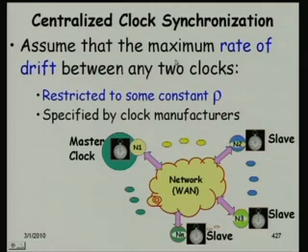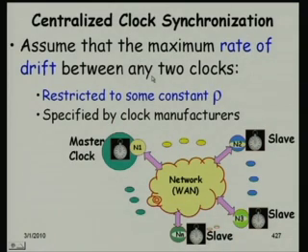Now, what the clock manufacturers actually give for these clocks is the rate of drift. It is not the maximum drift, but the rate of drift. The rate of drift is how much drift between the clocks will occur per unit time, and that is rho. I am sorry, I told you that this is the maximum drift. No, this is the rate of drift, the maximum rate of drift.